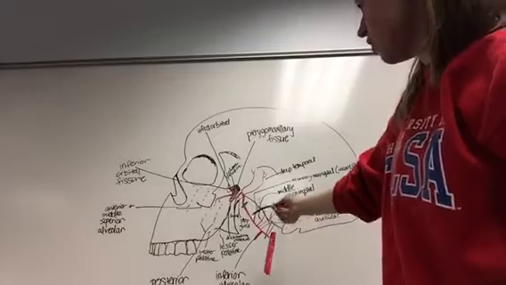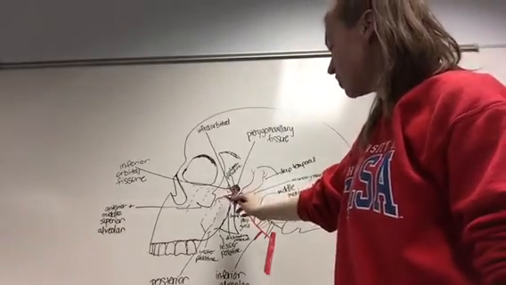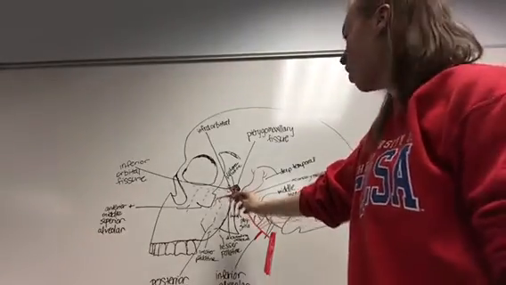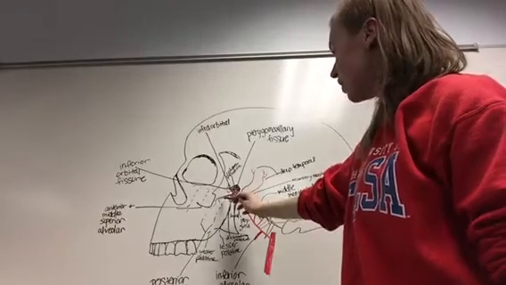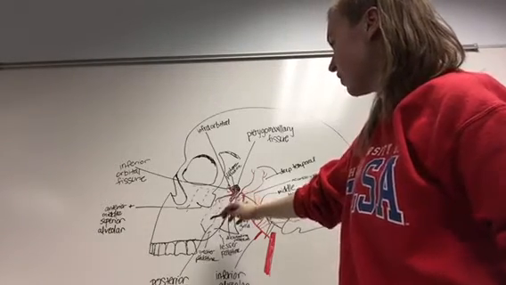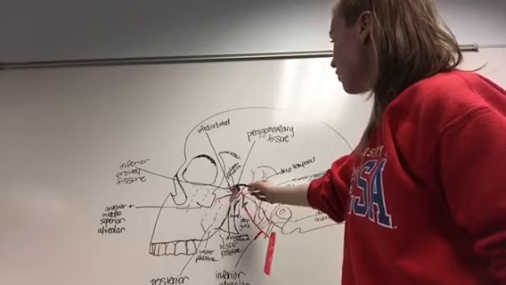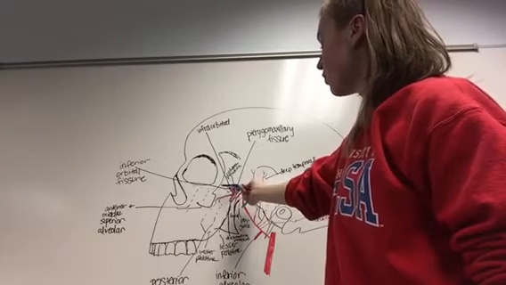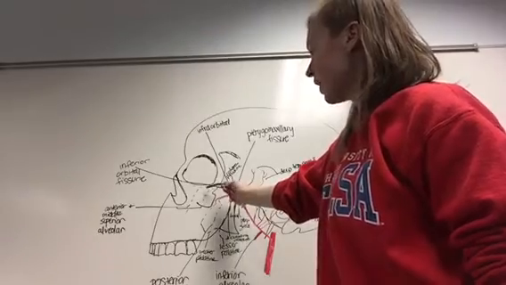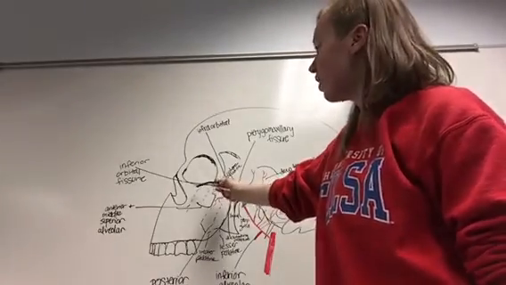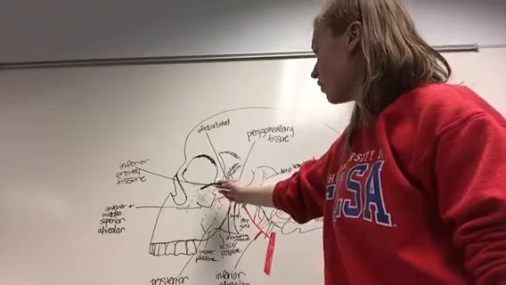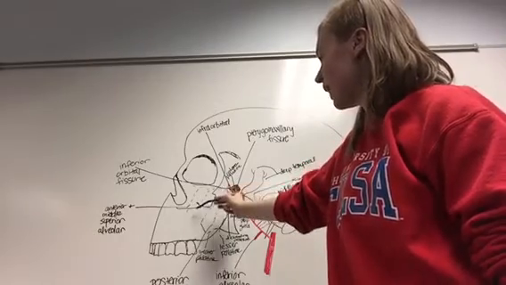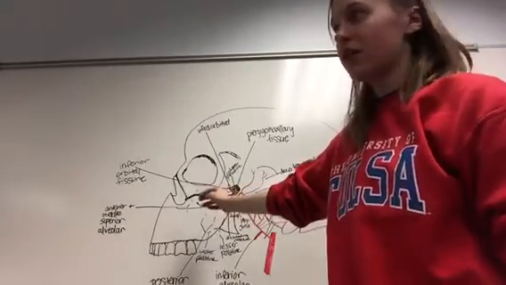Then it continues along and it gives off the posterior superior alveolar arteries, which supply the teeth of the maxilla posteriorly. And it gives off the infraorbital artery, which enters the inferior orbital fissure and continues along and gives off the middle and anterior superior alveolar arteries here, which supply the maxillary teeth anteriorly.